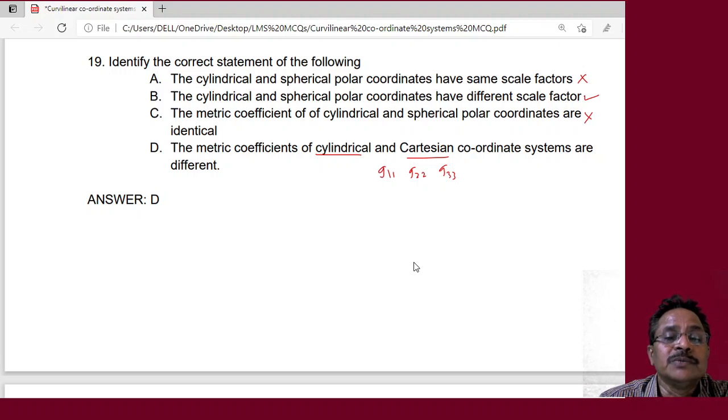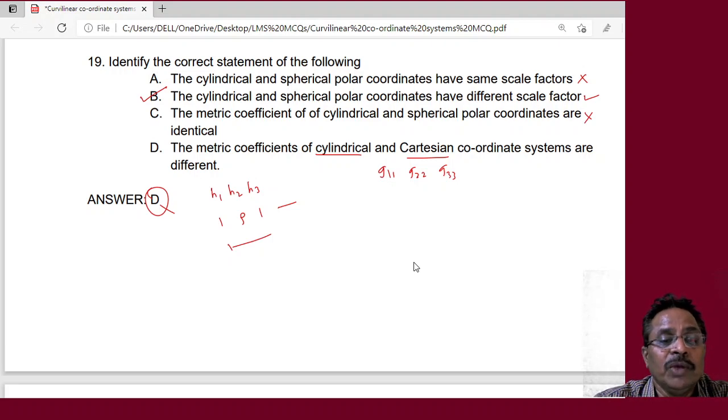So both of these systems, cylindrical and spherical polar coordinate systems, have different scale factors. h1, h2, h3 for cylindrical are given by 1, rho and 1, and for spherical they are different. We can calculate this, and that is again found to be different. So for question number 19, the correct answer is option B. The other one given here is not correct, so check this particular question at home when you study all this.